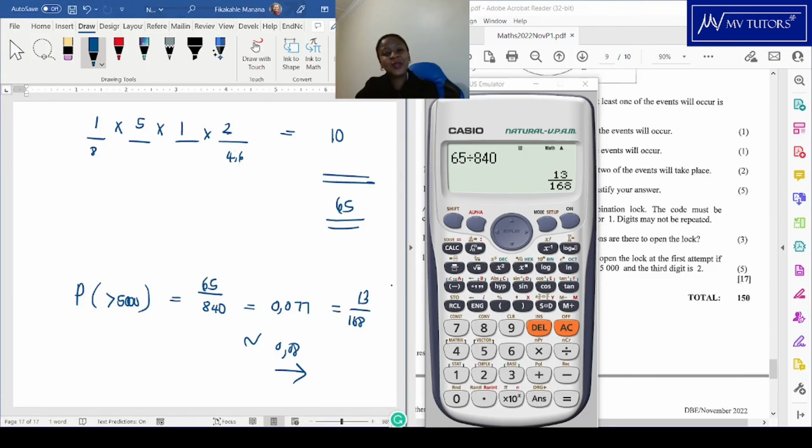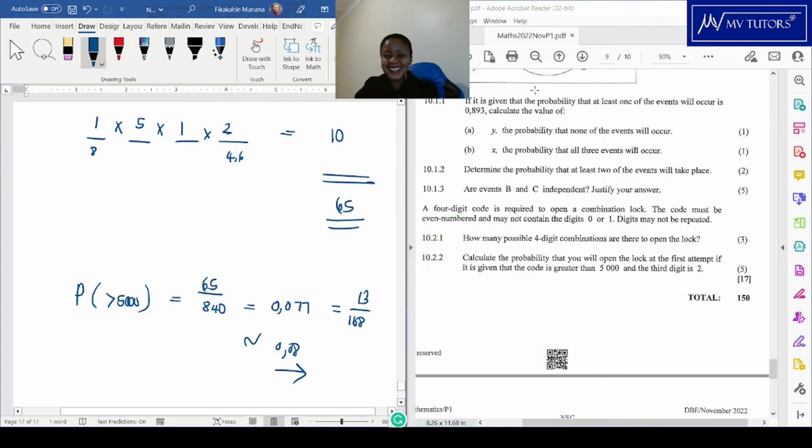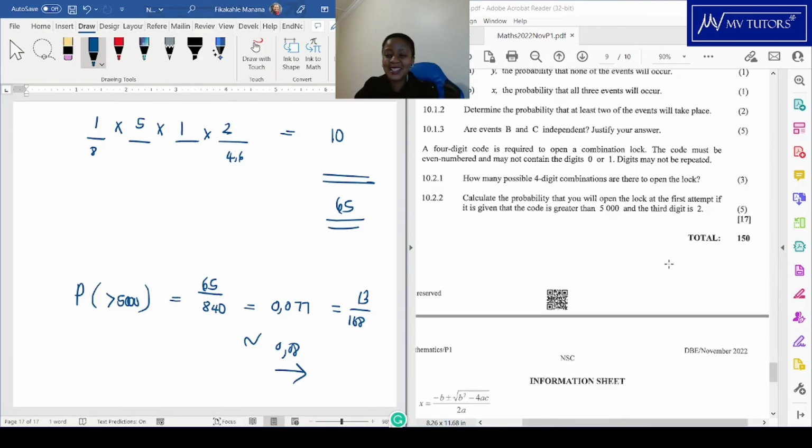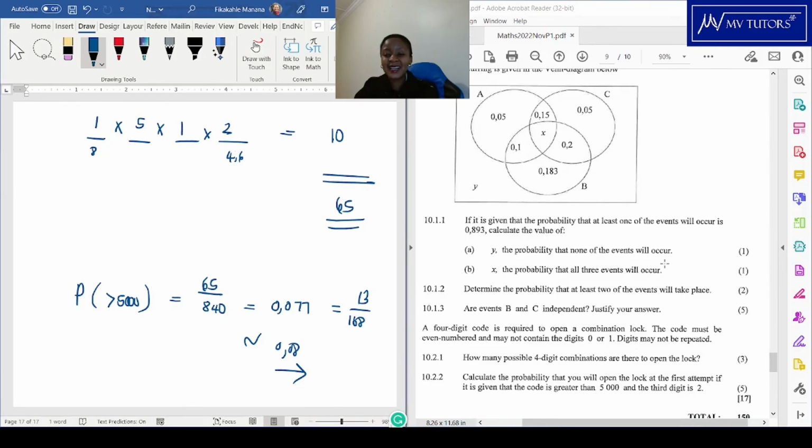I don't know in what form they wanted, but this is where we part ways until we see each other for paper 2. So we've reached the end of the paper. I hope it helps you to prepare well for your June exams. All the best with paper 1.